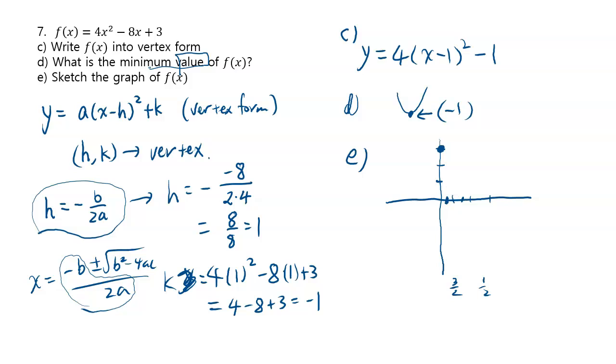It's really hard to draw. Maybe I should have made this bigger. But anyways, that's what we have. This will be 3 over 2. This will be 1/2. This will be 3. And the vertex here would be, we already have h comma k, right? (1, negative 1). So this will be (1, negative 1). Okay, so you have a parabola. My parabola looks horrible, but it's supposed to be a parabola.